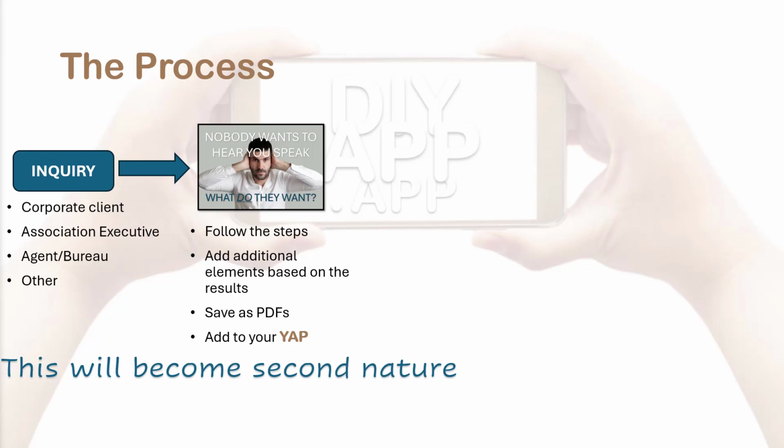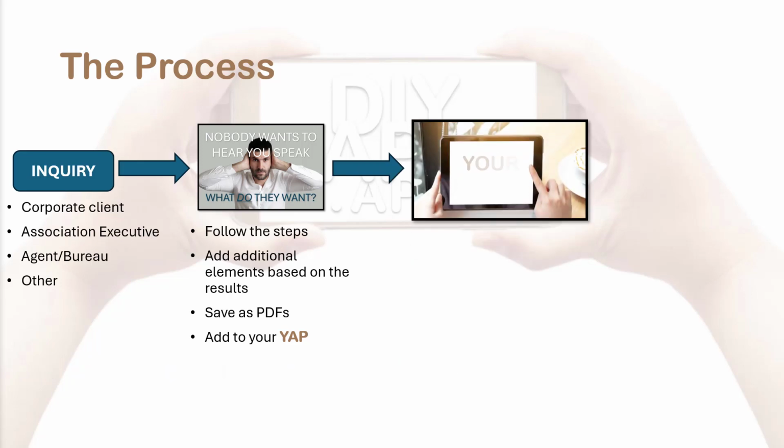Save everything as a PDF. Whatever you're going to put in your Yap, save it as a PDF, and then you'll add that to the Yap. Now, go to your basic Yap or make a new one. We're about to build a new one here in this video.